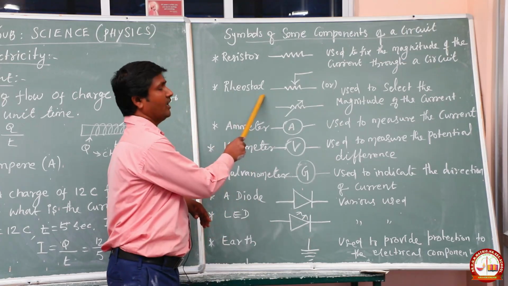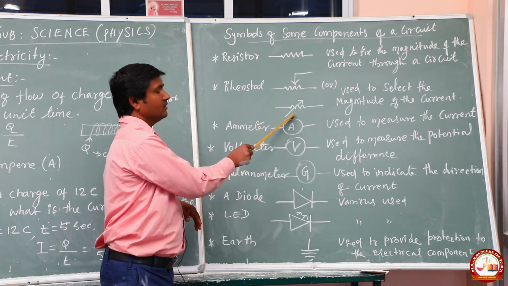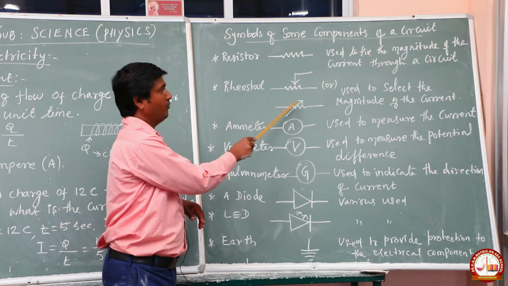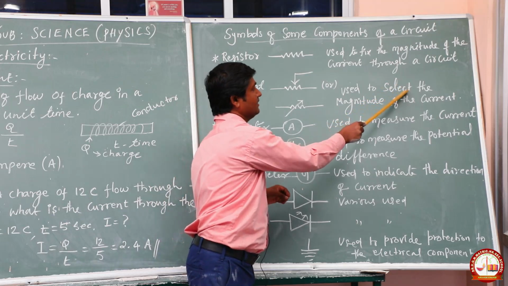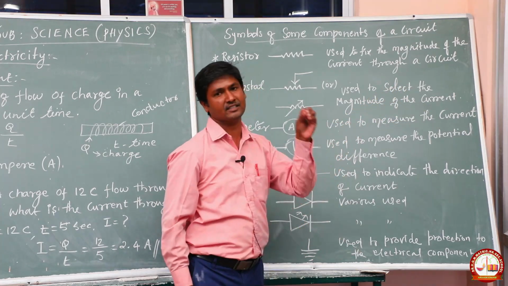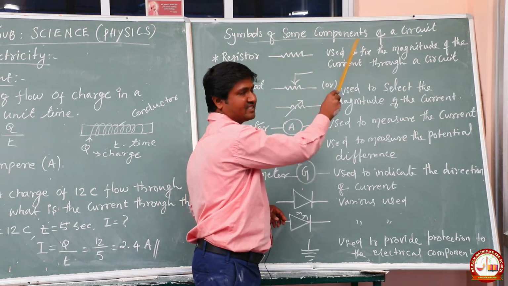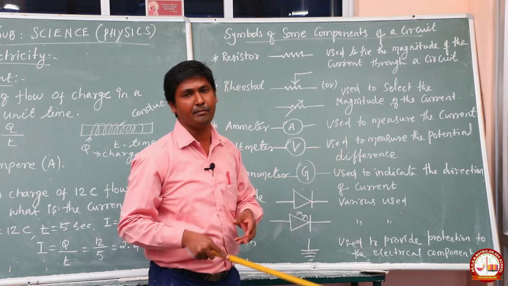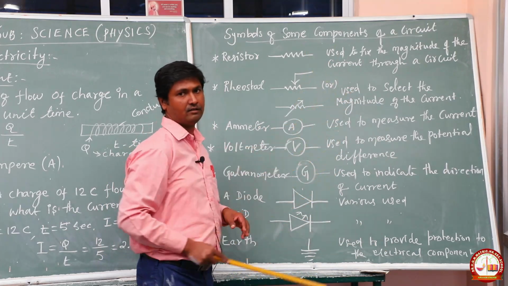Next, rheostat. The symbol of a rheostat, written R, and another form of the rheostat. So both are rheostat symbols. It is used to select the magnitude of the current in the circuit. A resistor is a fixed magnitude value, whereas a rheostat is used to select the magnitude value of the current in the circuit. So this is the difference.